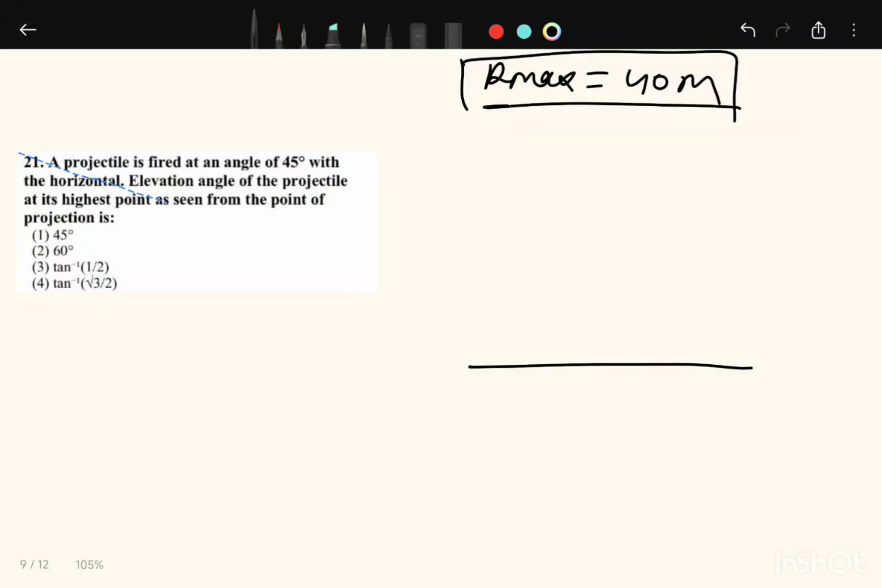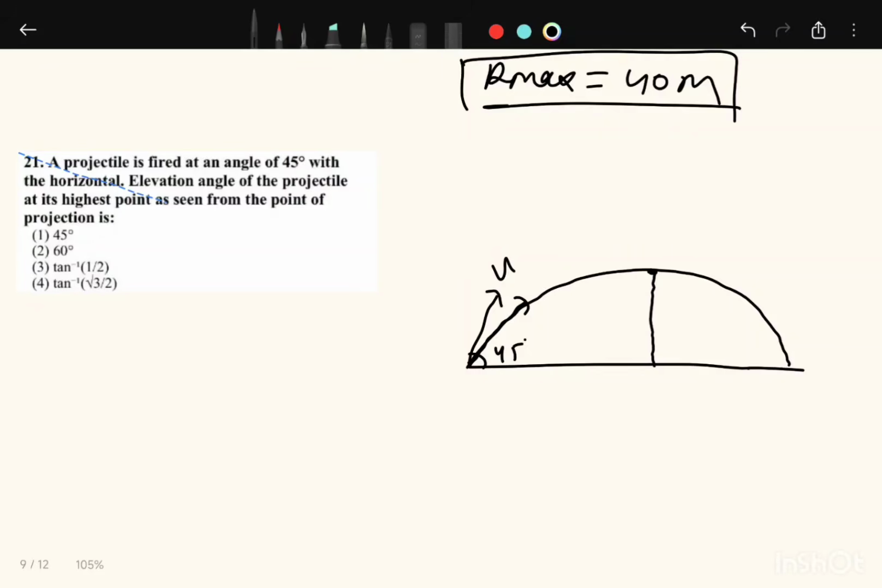So your particle is with some velocity, and let's suppose it's following this kind of trajectory, right? So this is, let's suppose, the initial velocity, and this angle of 45 degrees is given to you, right? So when your projectile is fired at angle 45 degree with the horizontal, we have to find the elevation angle of the projectile at its highest point. So when your particle reaches the highest point, let's suppose this is your highest point.